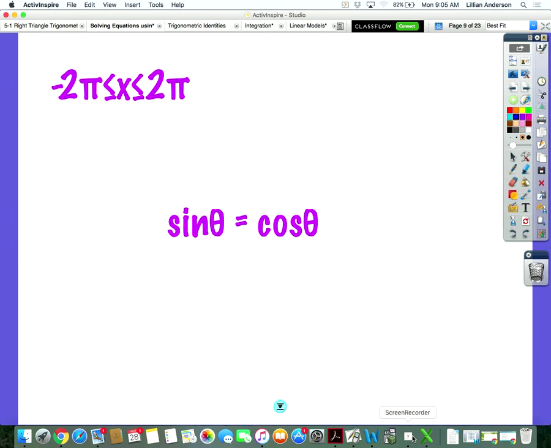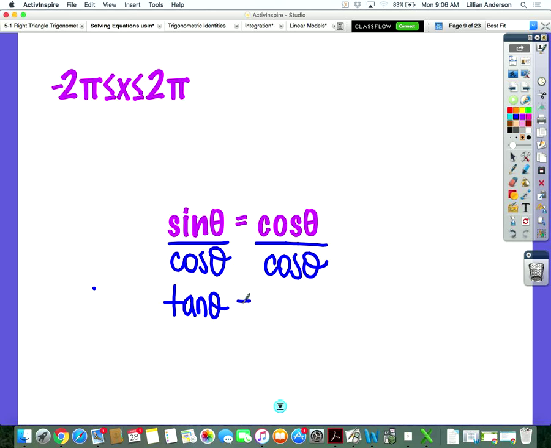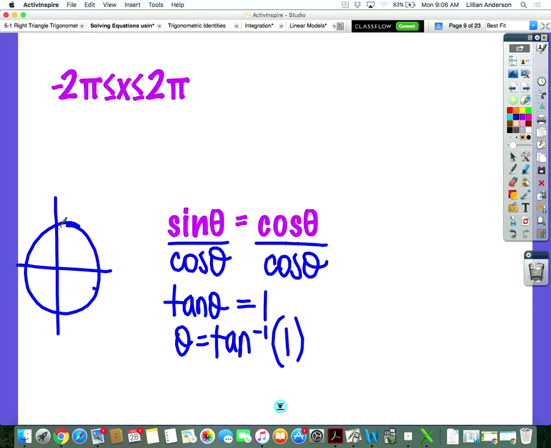We're from negative 2 pi to positive 2 pi. Sine theta equals cosine theta. All right, so for this one, hopefully you divided both sides by cosine to get tangent theta, because sine over cosine is tangent theta, equals 1, yes? So then you took the inverse of tangent and asked yourself where on your unit circle is tangent 1? Well, that means you basically have the same thing, right? So that's here and here.